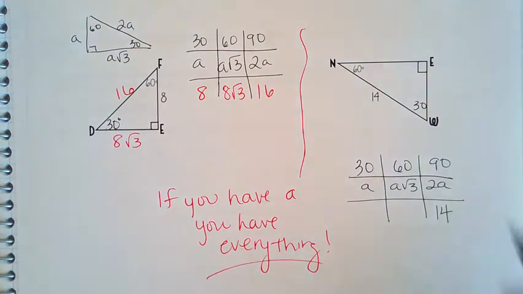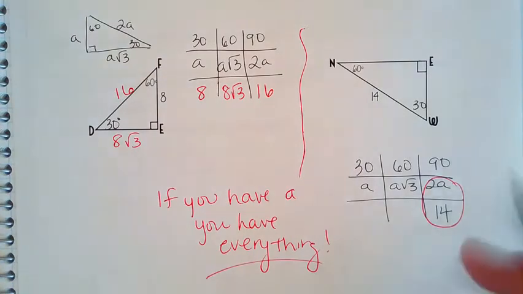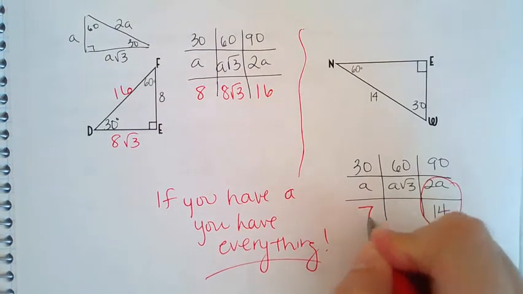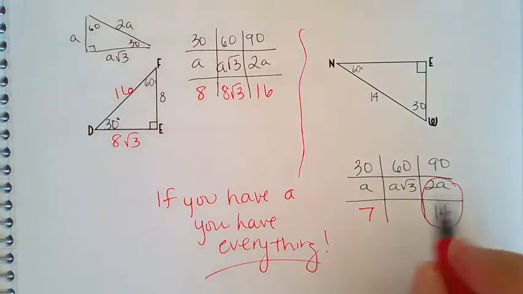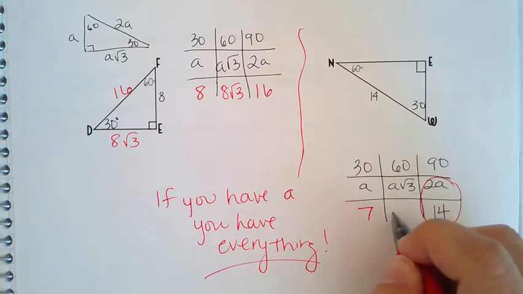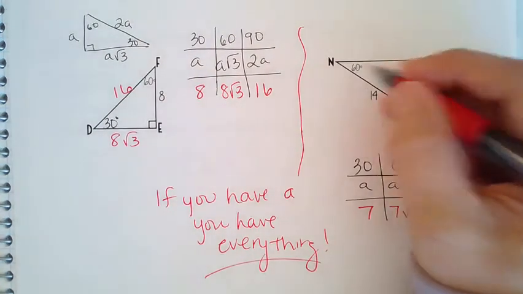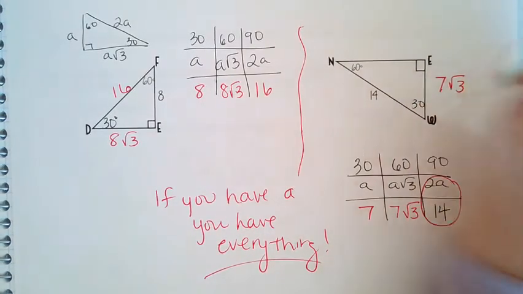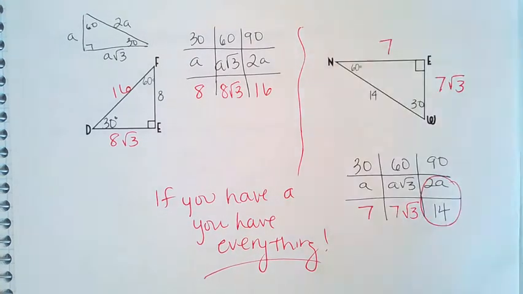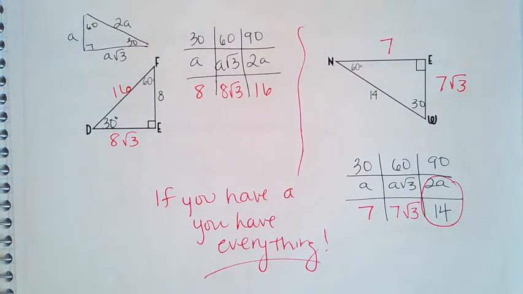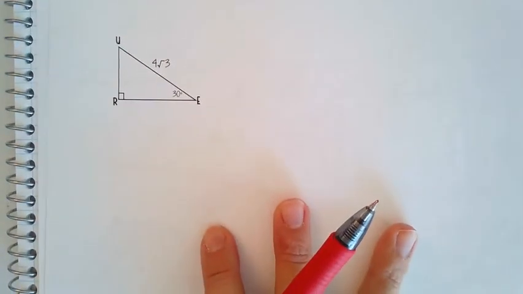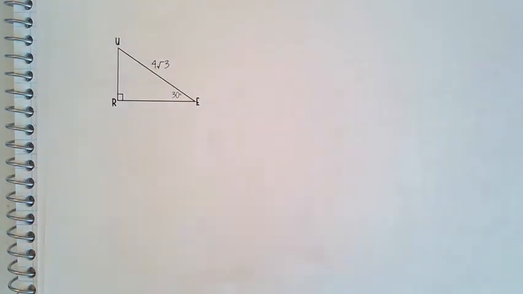Okay, well, that's not too bad. If I have a, I have everything. Well, if 2a equals 14, then a is 7. And if a is 7, then a root 3 is 7 root 3. So the side opposite 60 is 7 root 3, and the side opposite 30 is 7. Cool. So those are ones where, as you get good at these, you might not have to write all that down. Now, this one might be a little bit more something you need to write down.